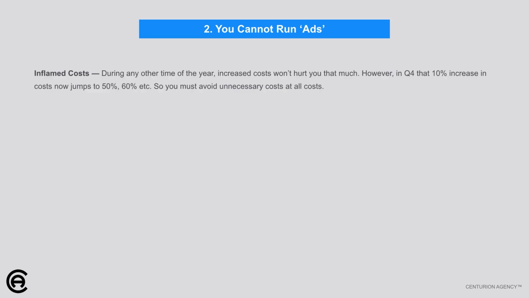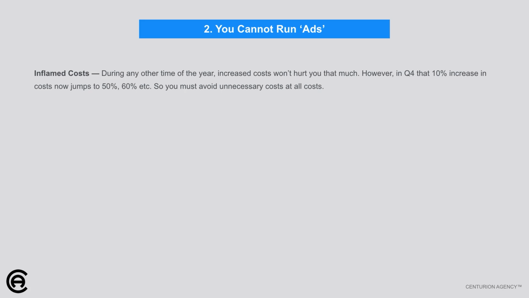Now, copy and creative, talking on the topic of that, is a perfect segue into the next point, which is you cannot run ads that look like ads. So what do I mean by this? Well, first things first, I want to touch on this point. Inflated costs. So during any other time of the year, increased costs won't hurt you that much, given your advertising copy and creative is on point. However, in Q4, that 10% increase in cost now jumps to 50, 60%, etc. Whatever it is, it's inflated. So you must avoid unnecessary costs at all costs, no pun intended.